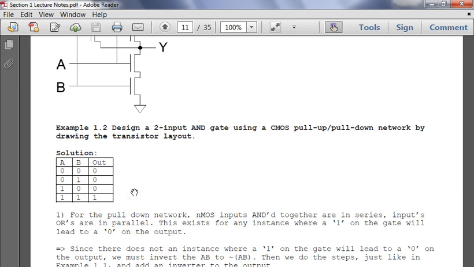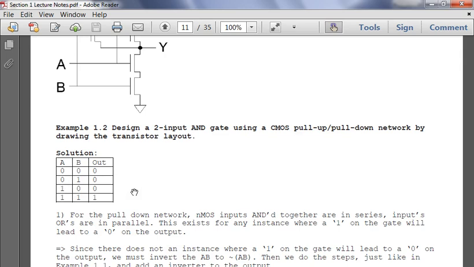Since PMOSs are strong zeros, you have to have some instance of a zero creating a one in order for the circuit to work. Likewise, since NMOSs are strong ones, you have to have some instance where you can put a 1 on the input and get a 0 on the output. And that does happen here, but because of the PMOS, it's eliminated. Okay.